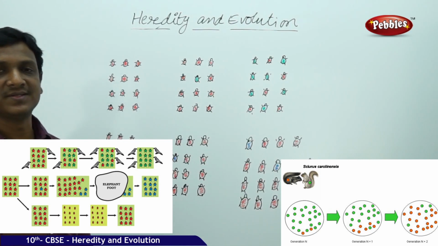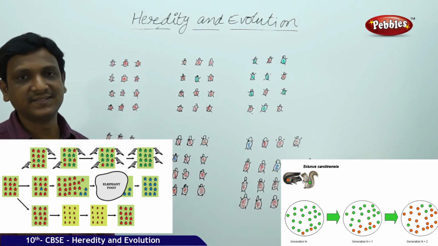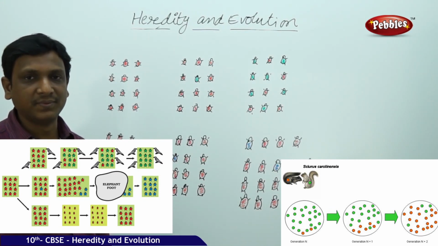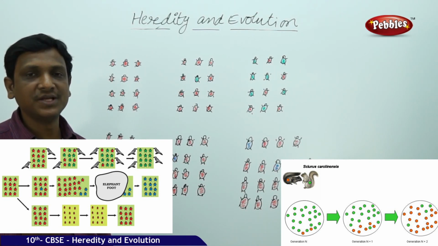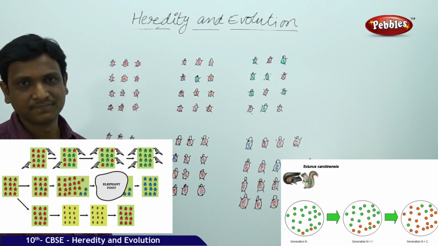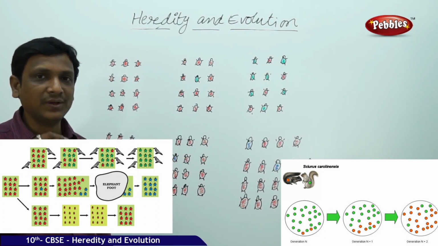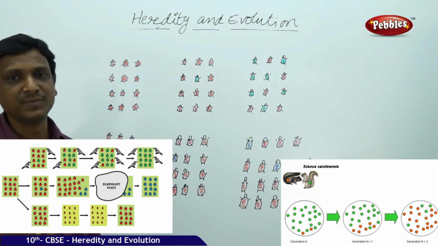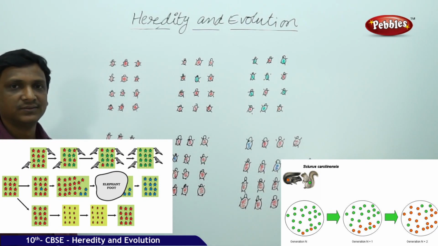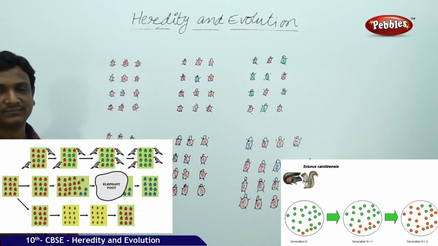But how is a new species evolved from a pre-existing species? A new species comes from the pre-existing one by accumulation of many variations. And not only that, there are some other factors which also lead to the formation of new species. So let us see what those factors are.